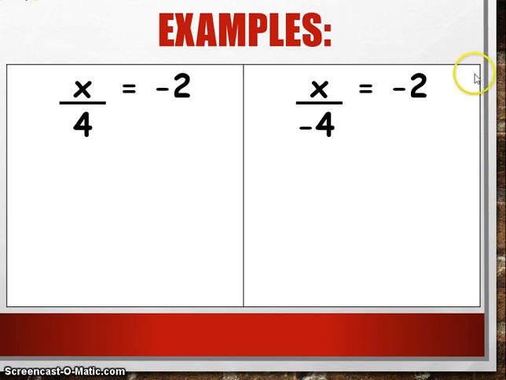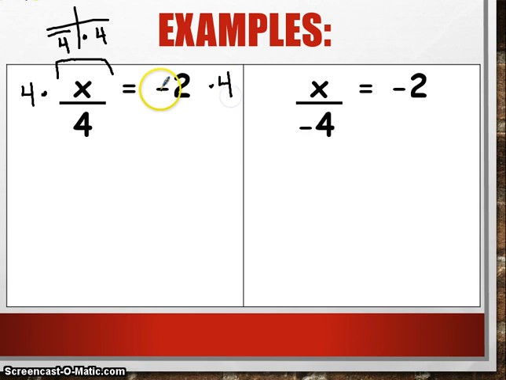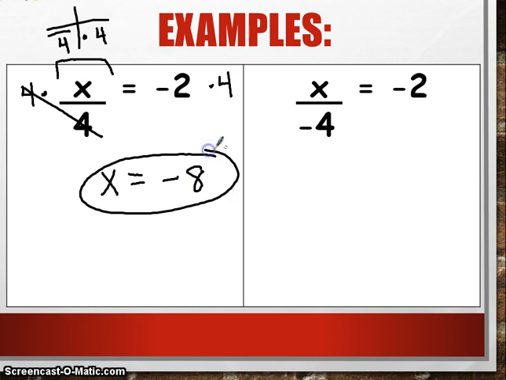Let's look at two examples where division is the operation acting upon the variable. So let's look at our algebraic side, and if we read it, it says x divided by 4. Well, what's the opposite of dividing by 4? Well, the opposite of dividing by 4 is to multiply by 4. So we're going to multiply this whole side by 4 and this side by 4, which makes sense to do because 4 divided by 4 makes 1 or eliminates. So we get 1x equals, and negative 2 times 4 makes negative 8. So x equals negative 8.